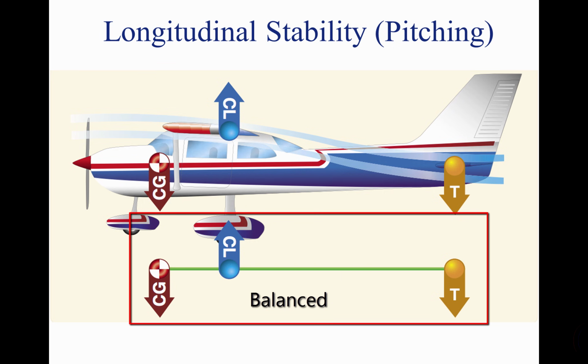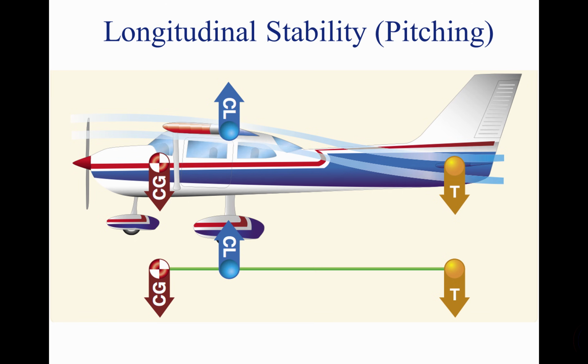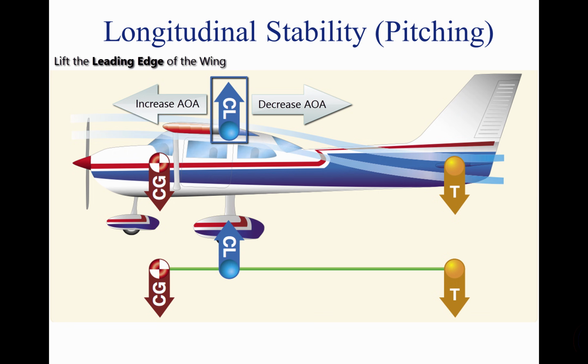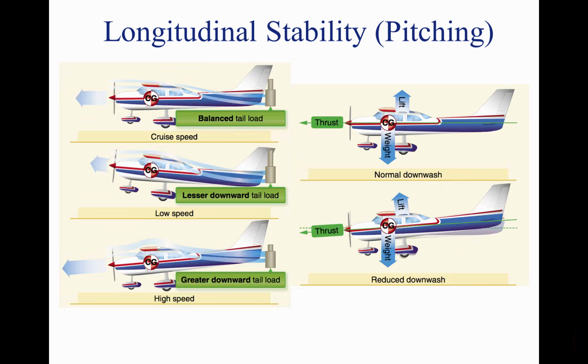The center of lift in most asymmetrical airfoils has a tendency to change its fore and aft positions with a change in the angle of attack. The center of lift tends to move forward with an increase in angle of attack and to move aft with a decrease in angle of attack. This means that when the angle of attack of an airfoil is increased, the center of lift, by moving forward, tends to lift the leading edge of the wing still more. This tendency gives the wing an inherent quality of instability.